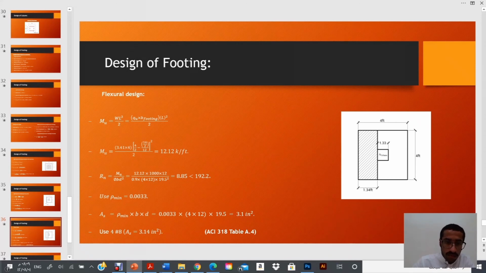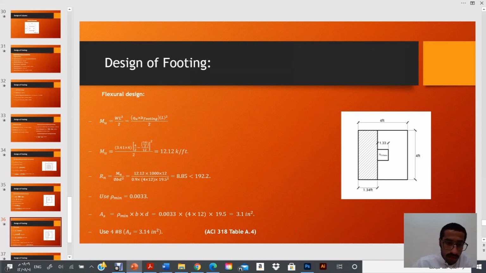We calculate Rn to determine the rho value. We found it 8.85, which is less than 192.2, which indicates that rho will be less than the minimum, which is 0.0033, so we use the minimum value.